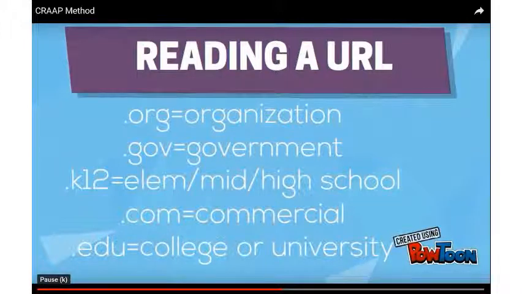Next is a .com. Those are commercial. They're trying to sell you something, so look closely and make sure you don't fall for a scheme. .edu is a college or university, and a lot of times they have good things to offer, but like any website, you gotta look closely, so check those URLs before you click.